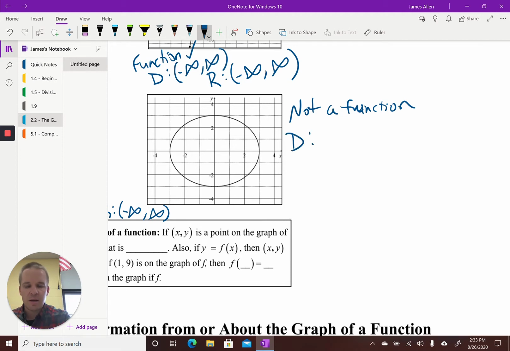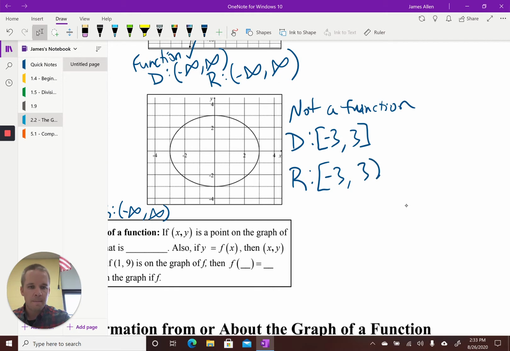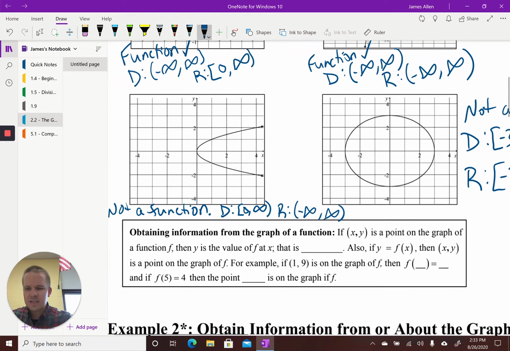What's my domain here? Well, my axis, looks like I'm going as far as negative 3 to positive 3. And I believe I am including 3. And the same would go for my range. It goes as low as negative 3 and as high as positive 3. So with brackets again, my goodness. Boom. There we go. Awesome. All right. Let's keep it moving.